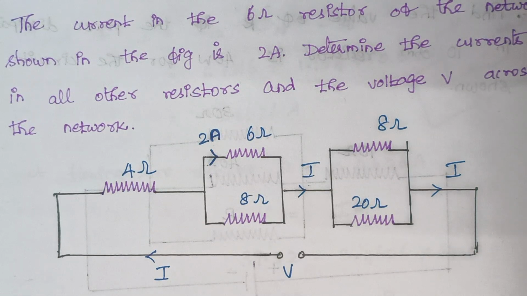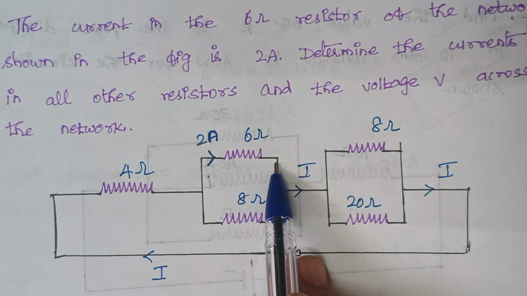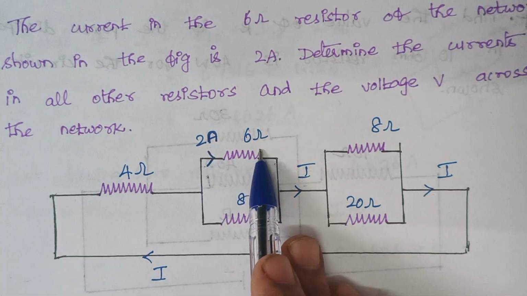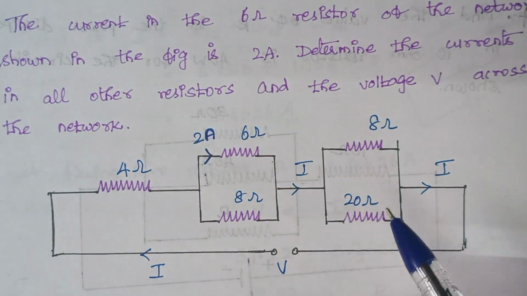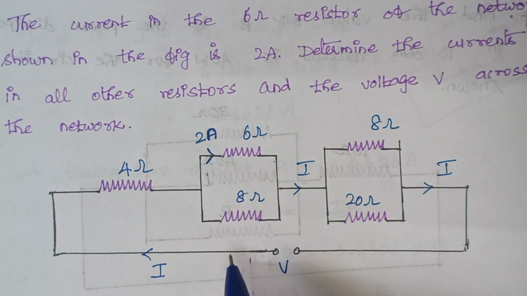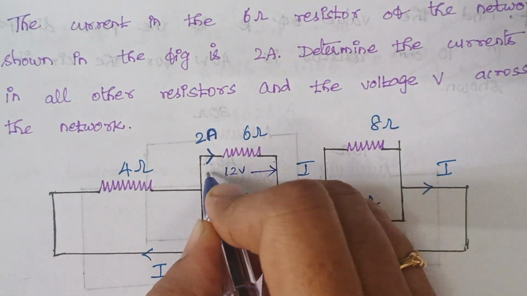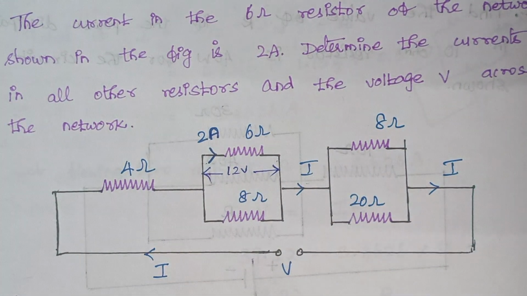The one and only thing is we can calculate the voltage across this resistor. Say yes or no. We know the current, we know the resistance, right? So it is I into R. Therefore 6 into 2, that gives you 12 volt, right? So here the voltage across the 6 ohm resistor is 12 volt, right?